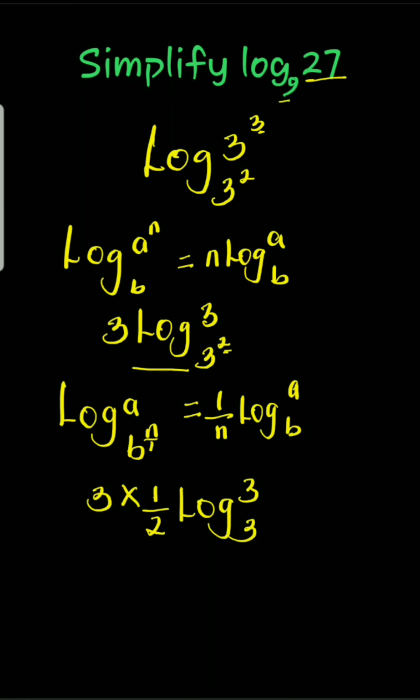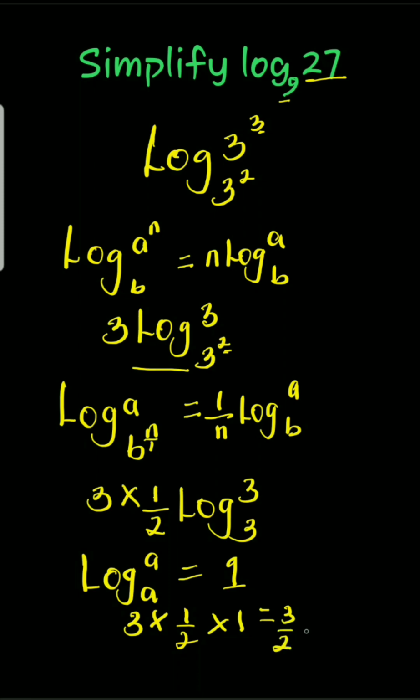And so, the essence of this is to simplify this expression. There is a law that says log a base a is 1. All of these are in my previous videos, so please check that out. So we have 3 times 1 over 2 log 3 base 3. Log 3 base 3 is 1. And so what we have left is 3 times 1 over 2 times 1. And this will give us 3 over 2, which is the same as 1 and 1 over 2. I hope that is clear.